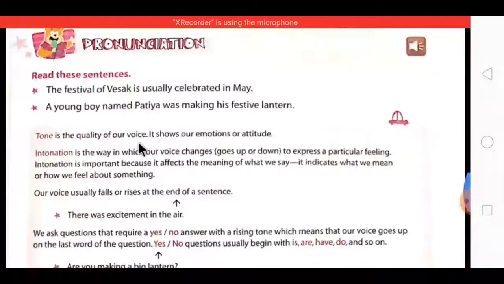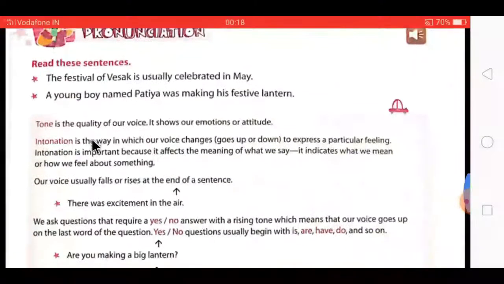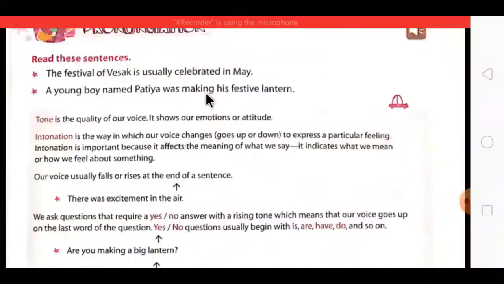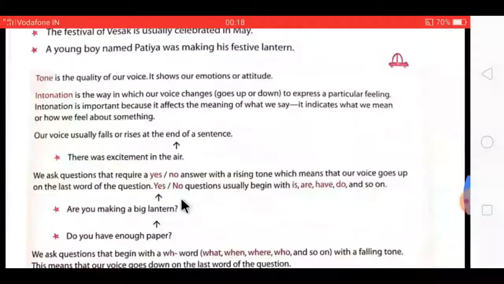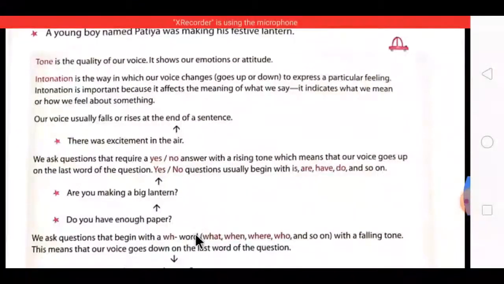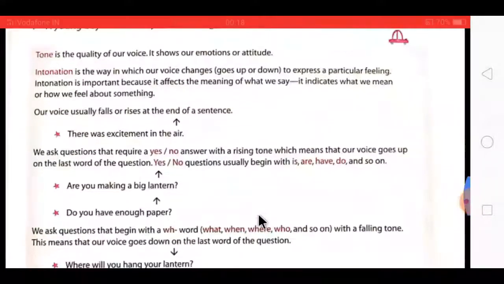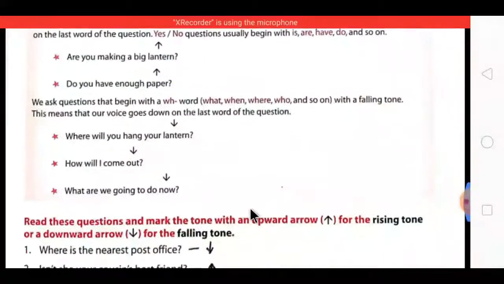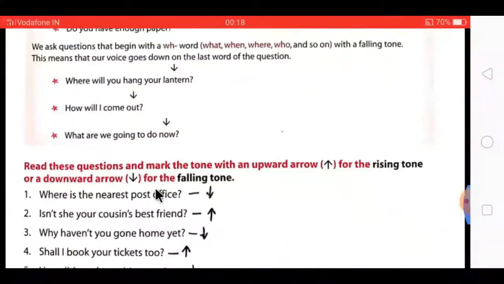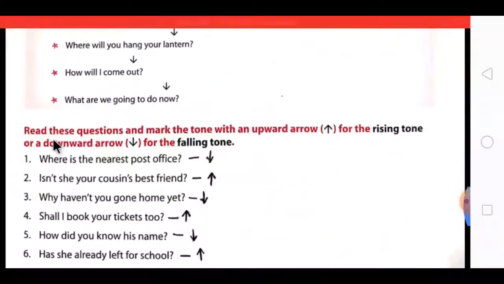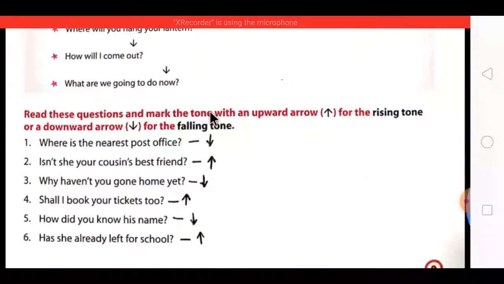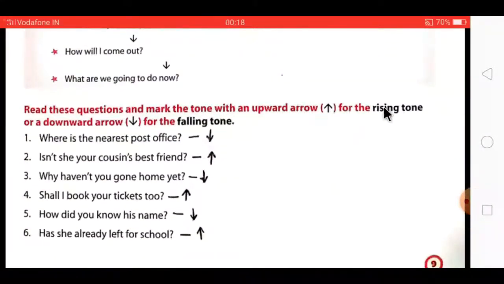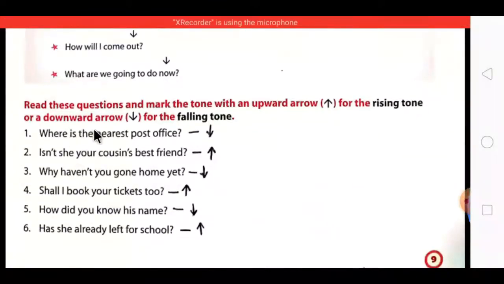In pronunciation, you have to take care about the tone, which sometimes comes down, or sometimes goes up. Sometimes the tone has to fall, and sometimes when you are answering or giving, the tone comes up. According to that, you have to mark the tone given over here. You have to read these questions and mark the tone with an upward arrow for the rising tone or a downward arrow for the falling tone.